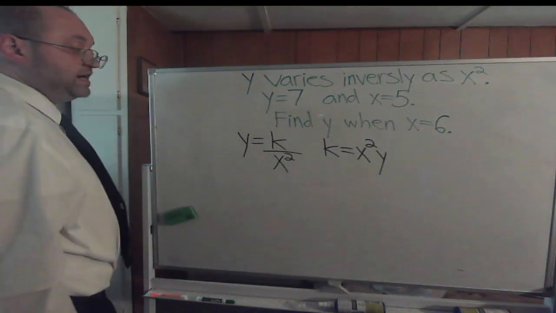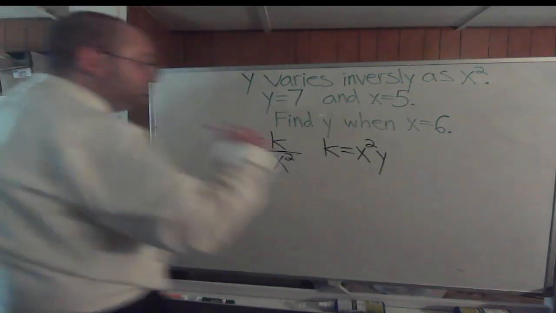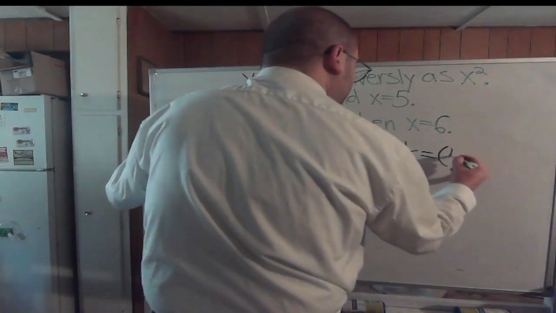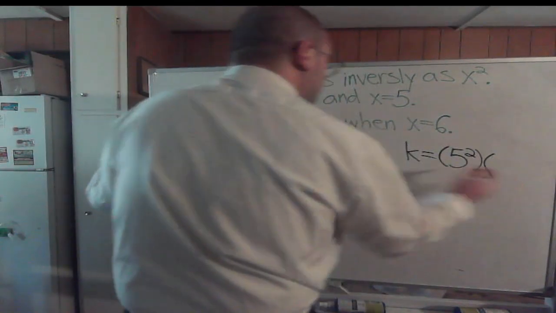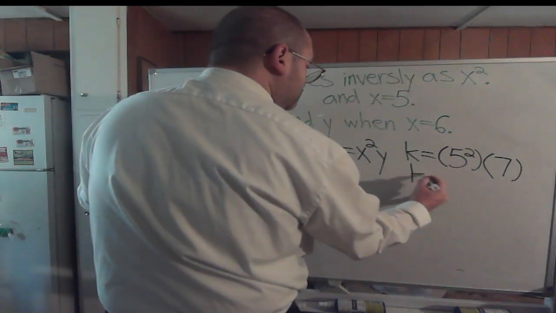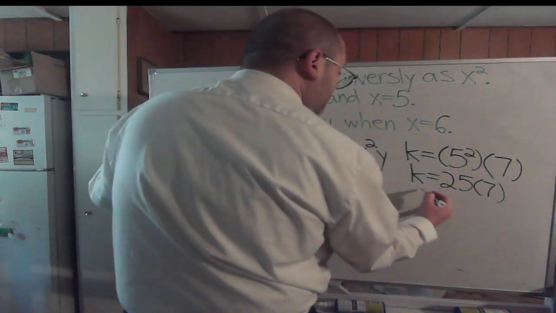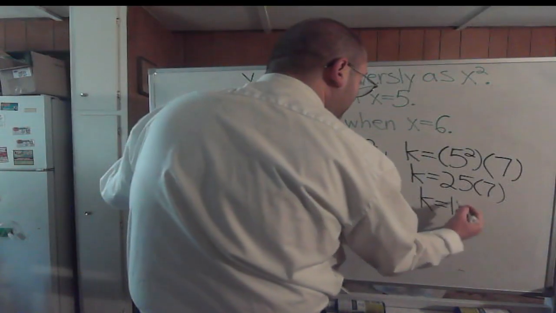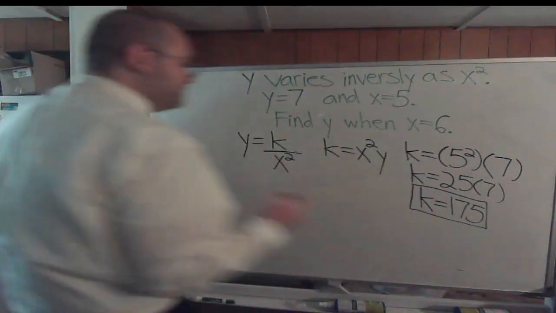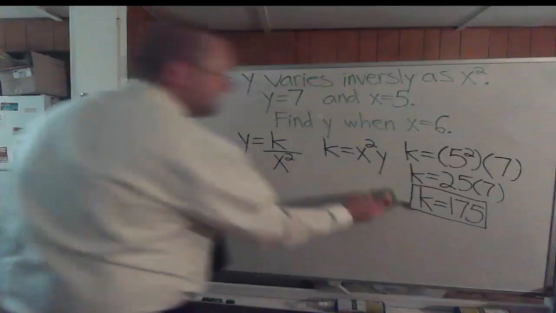Now all that's left is to find your constant of variation. You plug in your values of x and y. So k is going to equal, your x value is 5, so you'll take 5 to the second power times your y value of 7, which means k equals 25 times 7, which means your constant of variation k equals 175. So that's one piece of the puzzle.